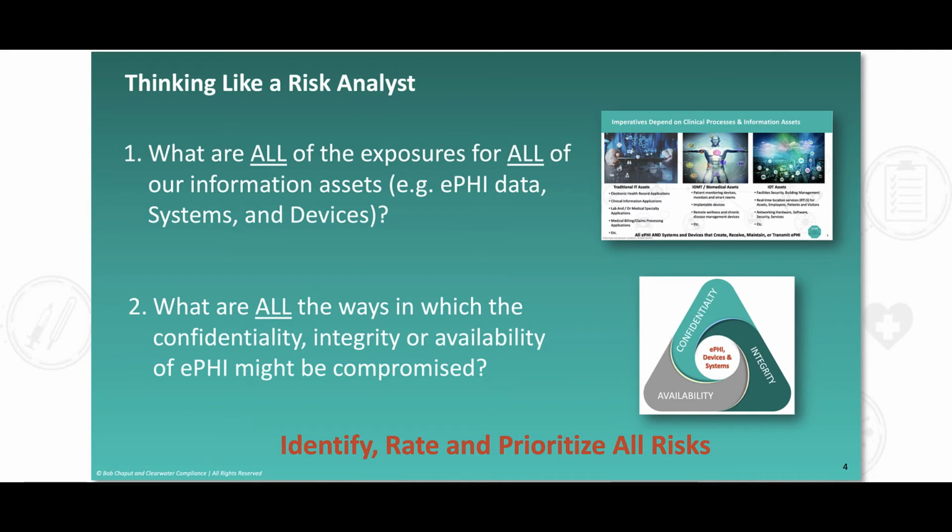On the other hand, thinking like a risk analyst is all about trying to get to the root and trying to understand what one's unique exposures are across the landscape of all the information assets in the environment that create, receive, maintain, or transmit electronic protected health information. And once one understands what those assets are, getting at the matter of exposures is the second point. What are all the ways in which there can be a compromise of confidentiality, integrity, and availability?